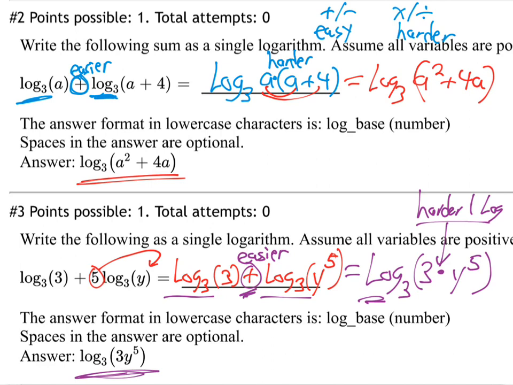You don't need to show the dot. I'm just emphasizing it to be super clear. But you don't have to, you can just write it this way. That means multiply, doesn't it? That means 3 times y to the fifth. So you don't have to show the dot on that.